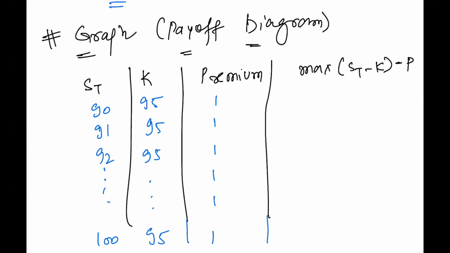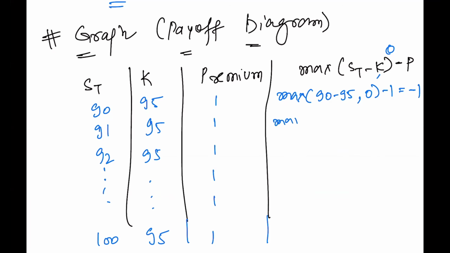Okay, so if you see maximum of ST minus K comma 0, right? So maximum of ST is 90, 90 minus 95 comma 0, minus 1. So this will be what? 90 minus 95 is -5. So maximum of -5 comma 0 is 0. So 0 minus 1 is -1.